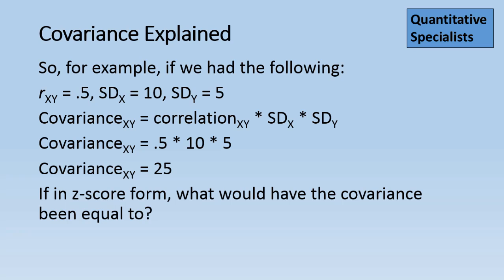Now, if we put these variables in z-score form, they aren't here, but if we went ahead and did that, what would the covariance be equal to? Think about that for a second. If these were in z-score form, their standard deviations would be 1, right? Each would be 1. So what would the covariance be equal to? It would be equal to 0.5, wouldn't it? It'd just be equal to the correlation between x and y, because these two terms would drop off.